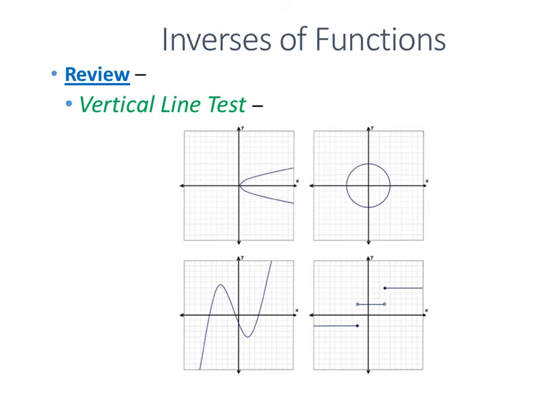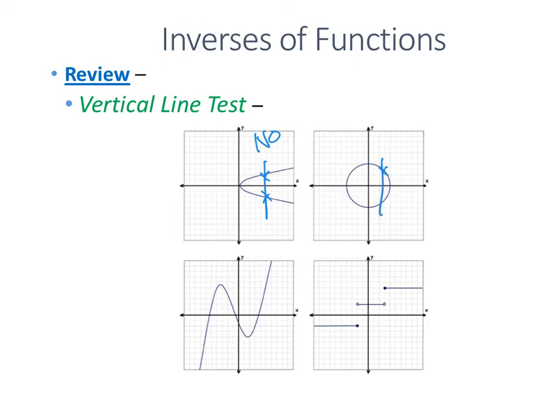When we looked at finding whether a relation was a function or not, looking at the graph, remember we used what's called the vertical line test. And again, that was just to determine whether it's a function or not. If we look at these four examples, notice in the first case I hit twice, so we would consider this not to be a function.